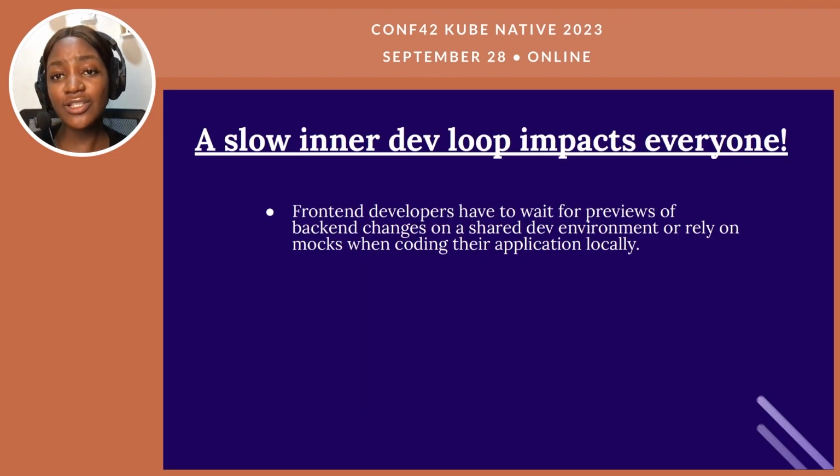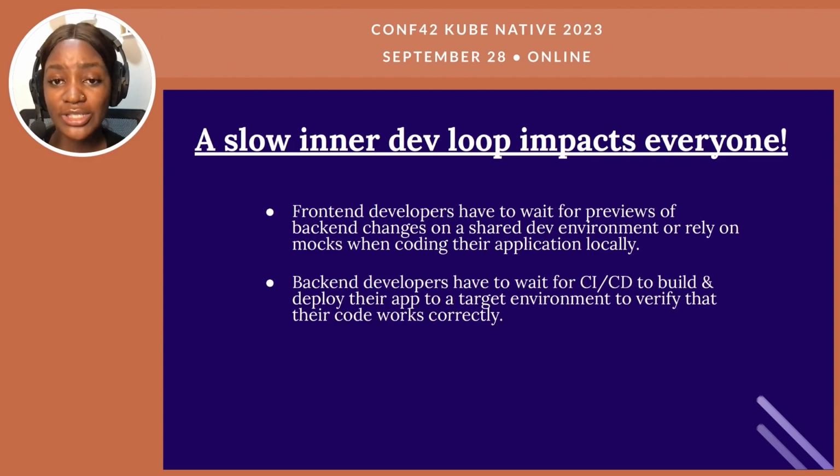So, a slow inner dev loop impacts everyone. For instance, front-end developers now have to wait for previews of back-end changes on a shared dev environment or rely on mock databases, mock API scripts, those kinds of things when coding the application locally. Backend developers, on the other hand, now have to wait for CI/CD to build and deploy their apps to a target environment to verify that their code works correctly.